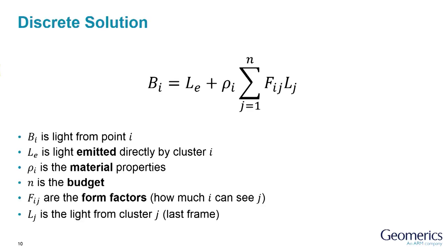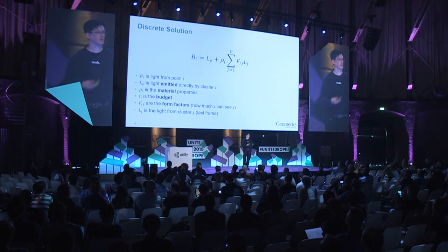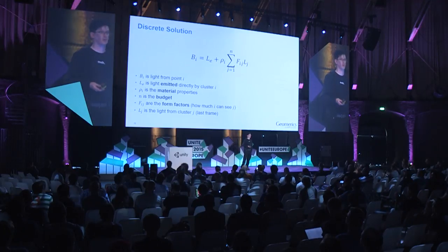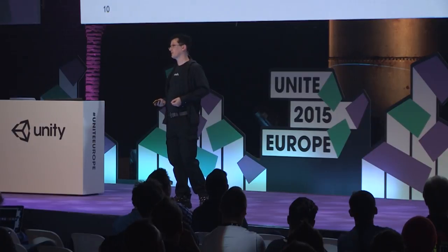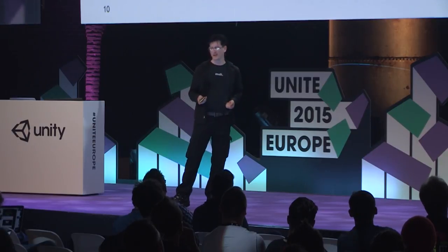There's a certain number of these that's known as the budget. And the budget is a parameter that's exposed via Unity, and it's quite important for the performance and quality trade-offs that you need to make. When we've collected all these lights together, we may find that it's overall a strong blue light, but we need to multiply it by the material properties of the surface. This is the rho, or P, if you prefer.